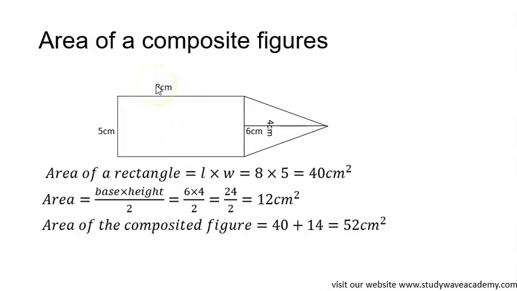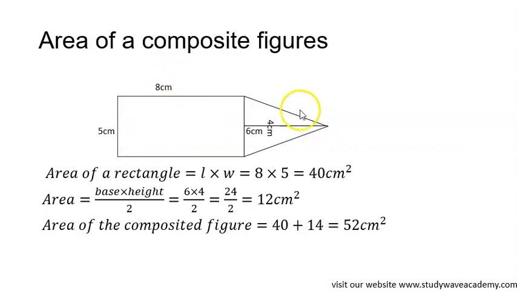So first we are going to find the area of the rectangle. To find the area of a rectangle, you remember the formula: length times width. Here is the length and here is the width. The length is 8 centimeters, you put down 8, and the width is 5 centimeters, you put down 5. So 8 times 5 is going to give us what? 40 centimeters squared. So the area of this rectangle is 40 centimeters squared.